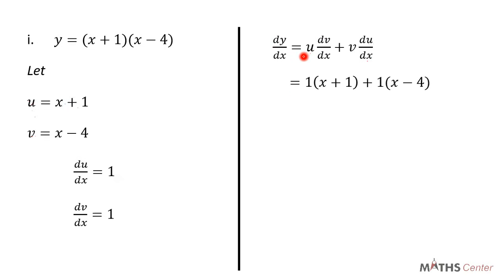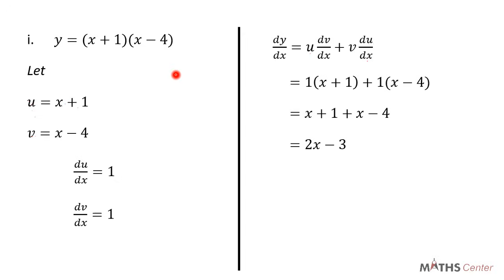So the dy dx will be equal to u is x plus 1, dv dx is 1. So you have 1 times x plus 1, then plus v is x minus 4, du dx is 1. So you have 1 times x minus 4. This gives us x plus 1 plus x minus 4, and this gives us 2x minus 3. So just as we had when we expanded the bracket and then differentiated each term, when you use the product rule, you get the same thing. In an exam, when you are asked to differentiate this, you can quickly just expand the bracket and differentiate each term.